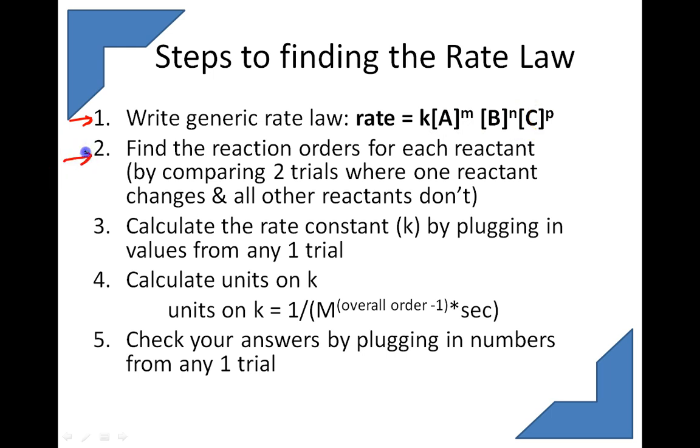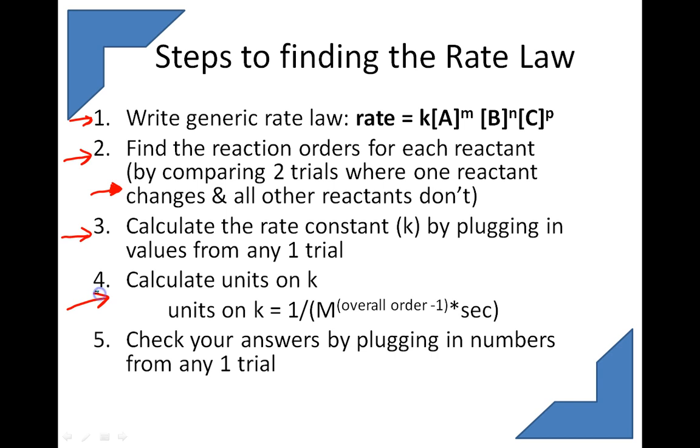Then compare 2 trials at a time where one reactant changes and all the other reactants don't. In the advanced screencast, you'll see an example of one where you can't do this and what you have to do. Essentially, it's just plugging in numbers like we did for that very first example that I did. Number 3, calculate the value of K by plugging in values from any of the trials.